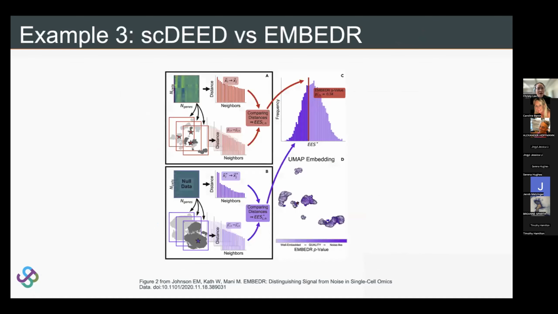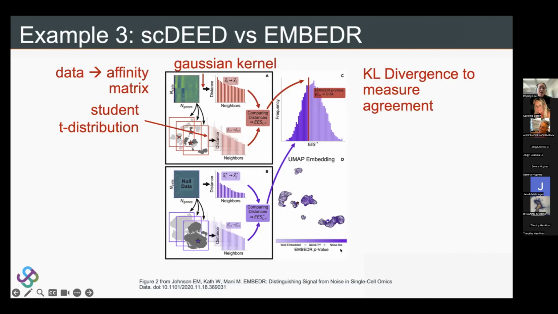For my last example, I would like to talk about some of the other methods that work to do something similar. This is Embedder, a method that also works to classify cells as embedded or noisy. This would be our version of trustworthy and dubious. The way Embedder works is by comparing the cells pre and post embedding, very much like scDEED. What they do is take the data and turn it into affinity matrices. And they do this using a Gaussian kernel for the high dimension and the Student's t-distribution for the low dimension.